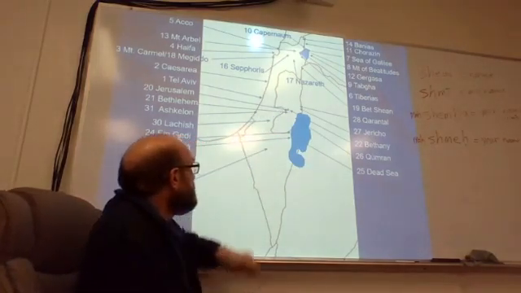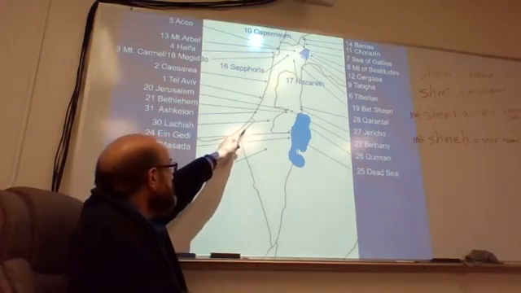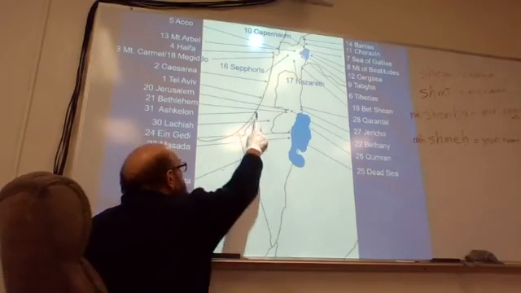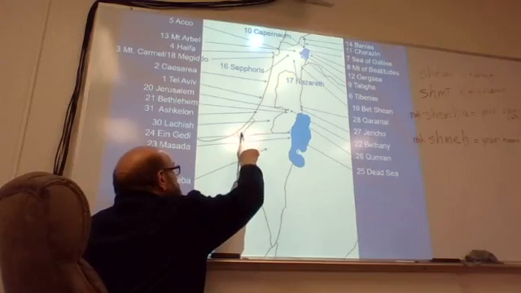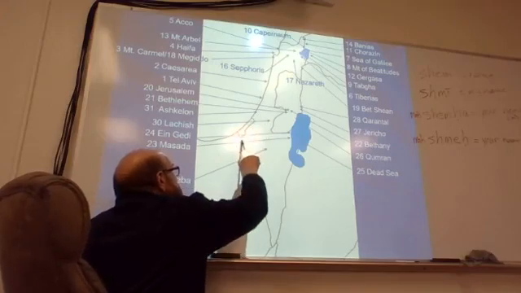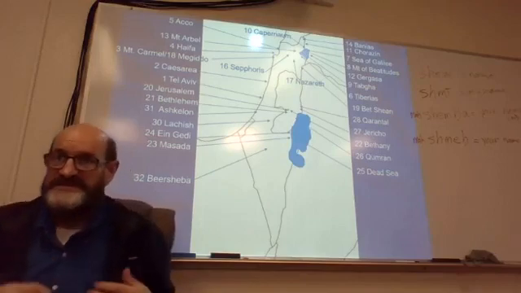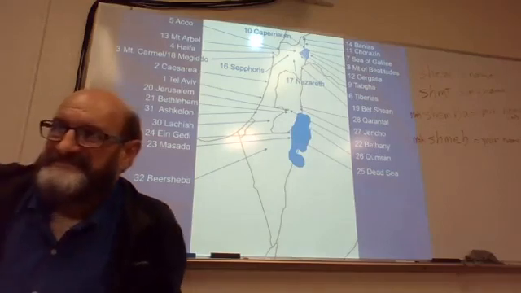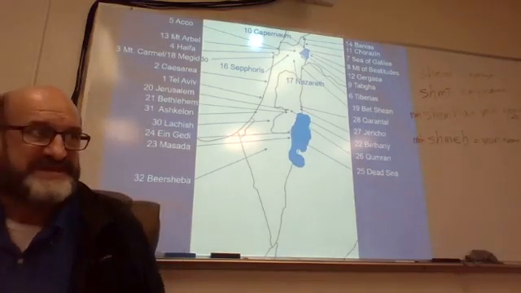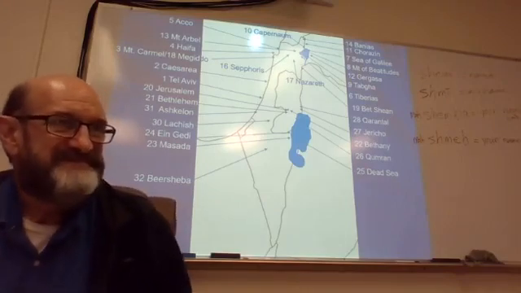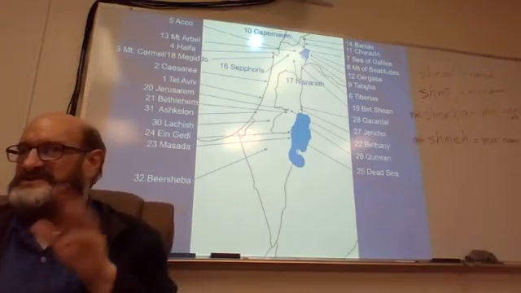Ashkelon down here. This part here is the Gaza Strip. All the way down here from Ashkelon on down to this border. This was the region of the Philistines. That's where the Philistines lived in biblical times. They were the sea people. And we think they came from the region of the Greek Isles.